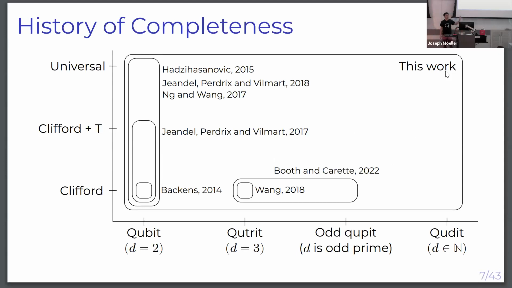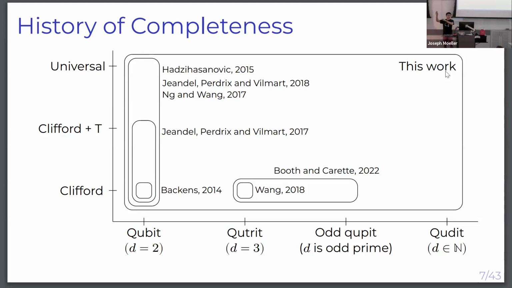So this is a rough history of completeness. A lot of people have tried doing completeness in different forms. Miriam Backens tried doing qubit Clifford completeness a while back. Jeandel, Perdrix, and Vilmart also did their own for Clifford plus T, and a bunch of people did the universal fragment. And then later on, there's more interest in these high dimensional versions of the graphical calculi. So there are also attempts there.